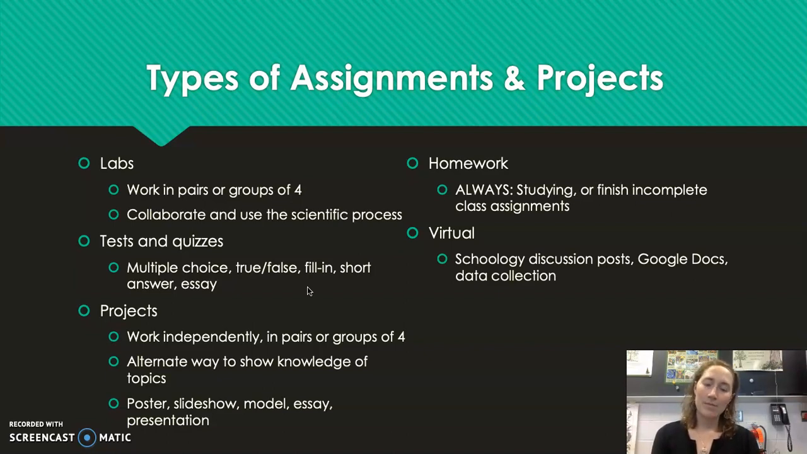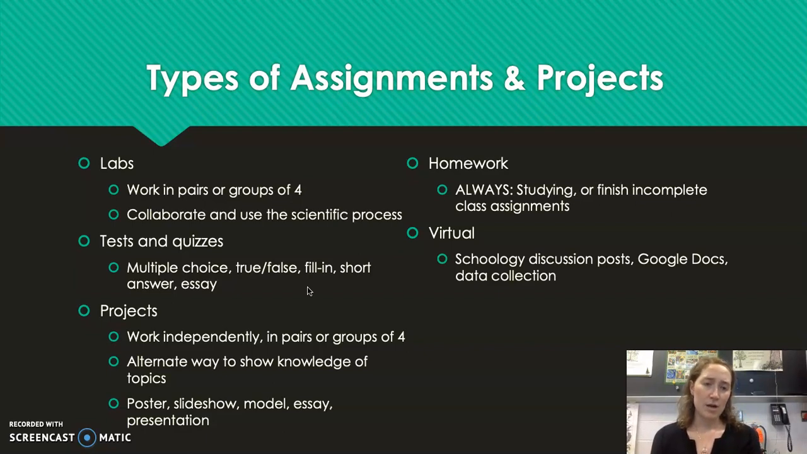Homework. I'm not big on homework. The only thing I really say for homework is you should be studying. And right now we're working to find the best ways for each student. How do you study best? Here are some strategies. I've been introducing those in class, but they should always be studying their notes and their worksheets and labs and things.